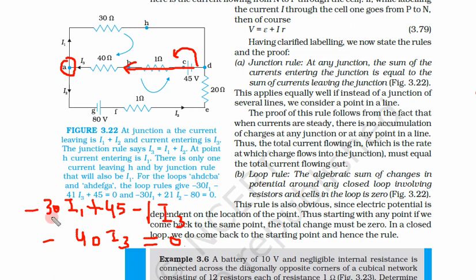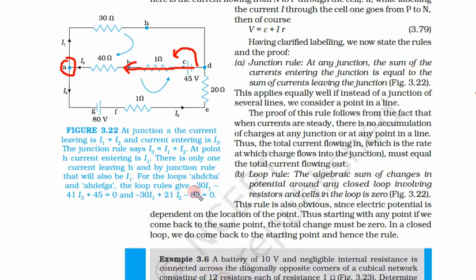So this is the first equation: minus 30 I1, minus 40 I3 and minus I3 is minus 41 I3, plus 45 is equal to 0. So here is our first equation, minus 30 I1 minus 41 I3 plus 45 is equal to 0. Let us see our second equation. How do we get the second equation? Now we are moving like this.